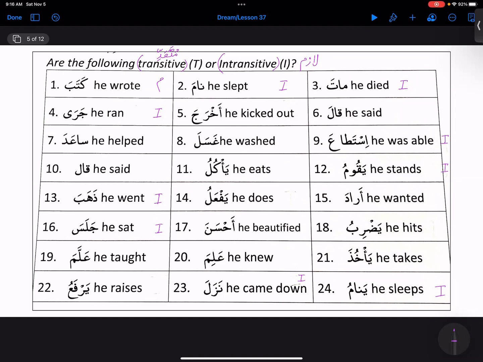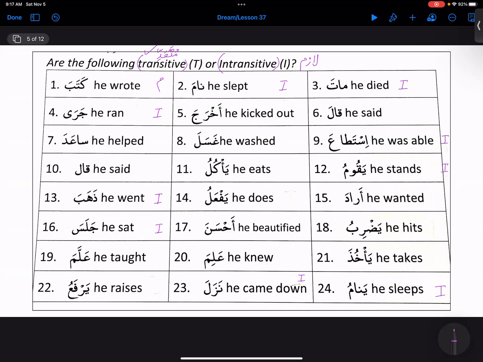Lazim is intransitive and mutaddi is transitive. It is written over here. So mutaddi is the English translation, transitive, and for lazim, intransitive. So he wrote something will make sense, right? So that's why this is the example of mutaddi.